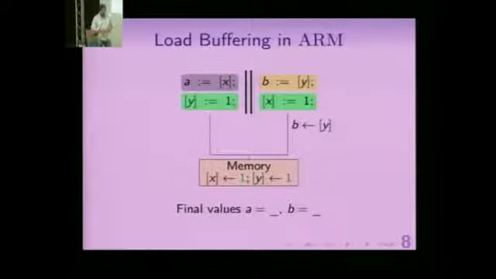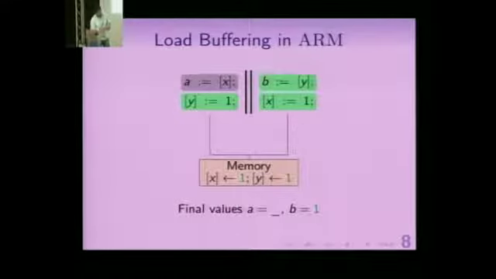So after that, the read request from the second thread might be propagated to memory and then satisfied there, assigning 1 to b. So now there is only one instruction left to be executed. It's the read instruction from the first thread. So the first thread issues a read request to the storage subsystem, which is eventually satisfied with 1.